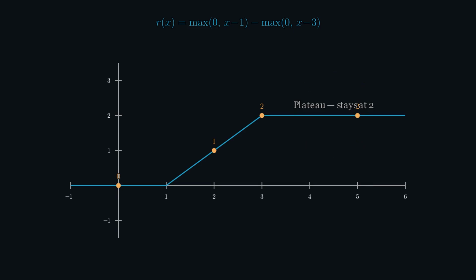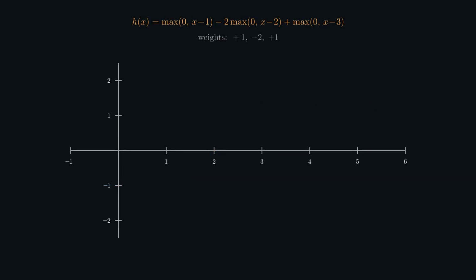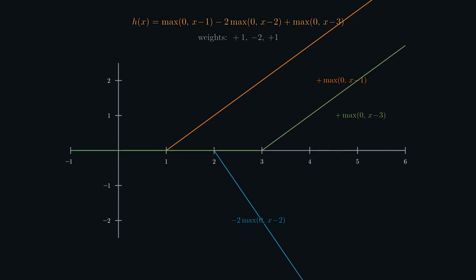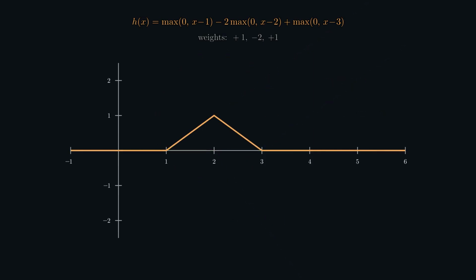But we need something that goes back to 0. A bump, a spike, a tent. The trick is to add a third ReLU in the middle, with a weight of -2, plus 1, minus 2, plus 1. Watch what happens when we add all three. A perfect triangle. It rises to a peak of exactly 1 at x equals 2, then falls symmetrically back to 0. 0 at 1, peak at 2, 0 at 3.